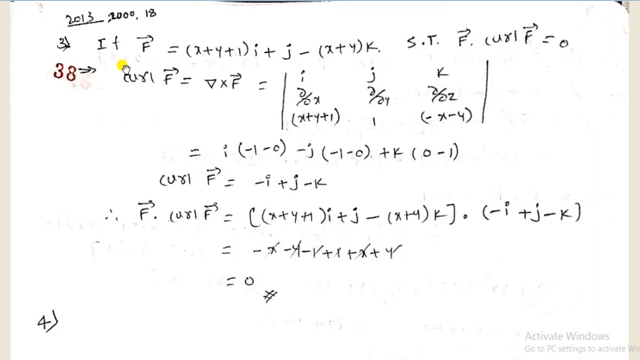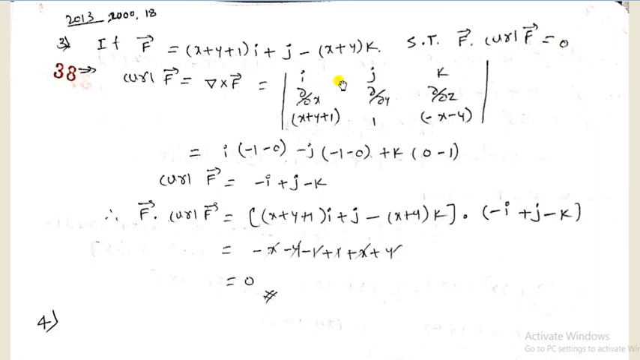One more example: if vector f is equal to (x plus y plus 1) i plus j minus (x plus y) k, then show that vector f dot curl of vector f is equal to 0. So first we will calculate curl of f. Later we find vector f dot curl of f. So curl f is del cross f. So you know how to calculate del cross f here.